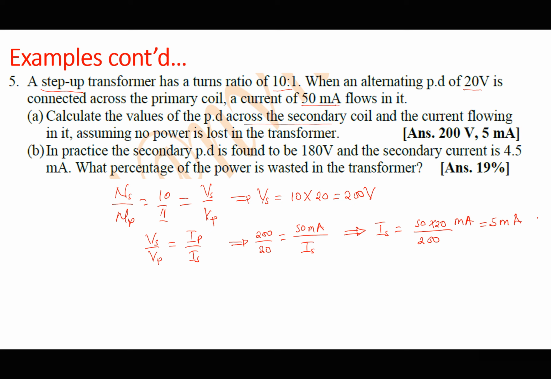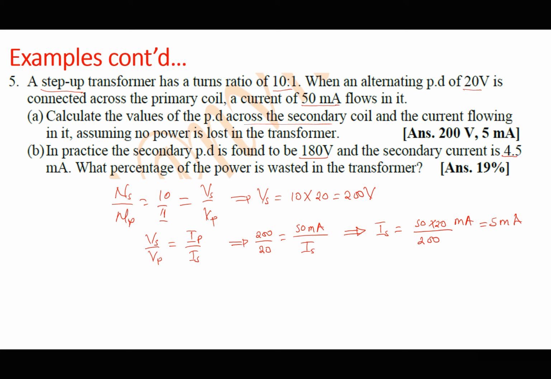In practice, the secondary PD is found to be 180 volts and the secondary current is 4.5 milliamperes. That is in practice. The other one was theoretical. What percentage of the power is wasted in the transformer?